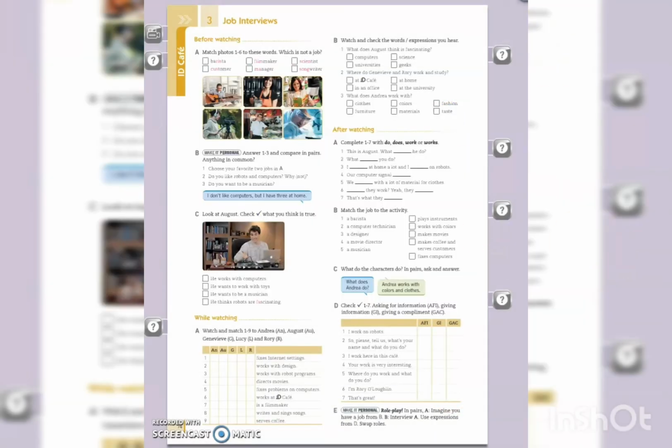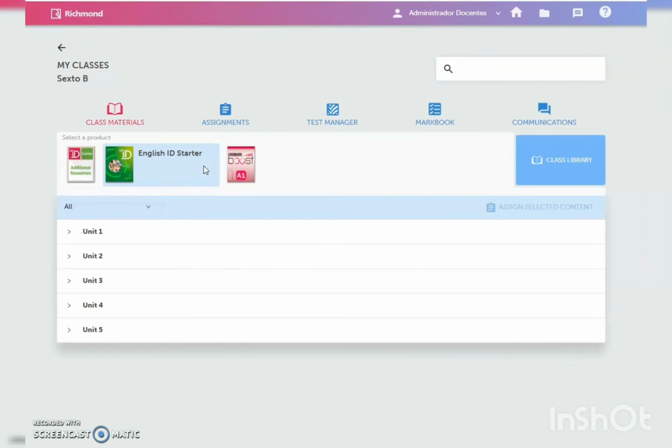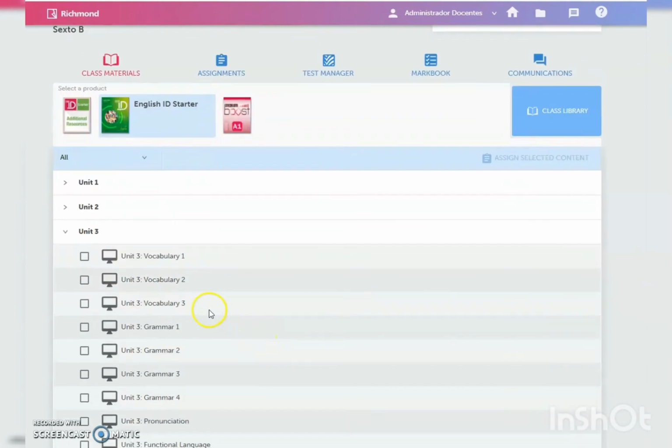Now, boys and girls, it's time to finish our class at this moment. Now we are going to continue with the last point according to our agenda. Today, we have to continue practicing the exercises on the Richmond platform. When you enter your platform, what you have to do is click on this book. Then, unit number 3. We have to develop vocabulary 1, 2, and 3. Let's start with vocabulary 1.